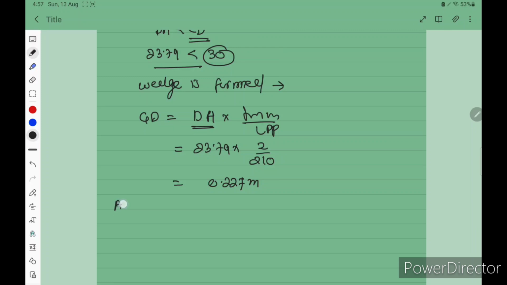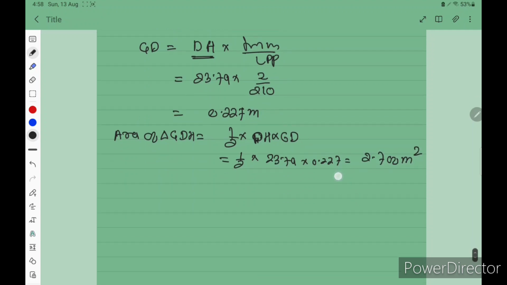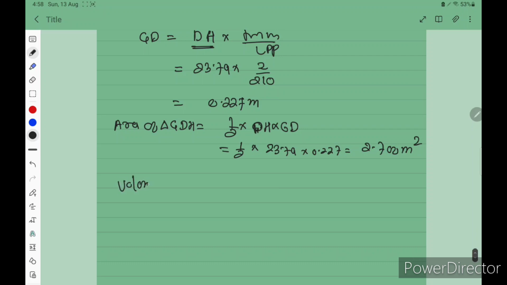Now we have the length, the height and the base, so we can calculate the area of triangle GDH, which is 1 by 2 base into height. Base is DH and height is GD. So 1 by 2 into 23.79 into 0.227, so we get 2.700 meters square. So the volume of wedge is equal to area of triangle GDH into breadth of the tank.